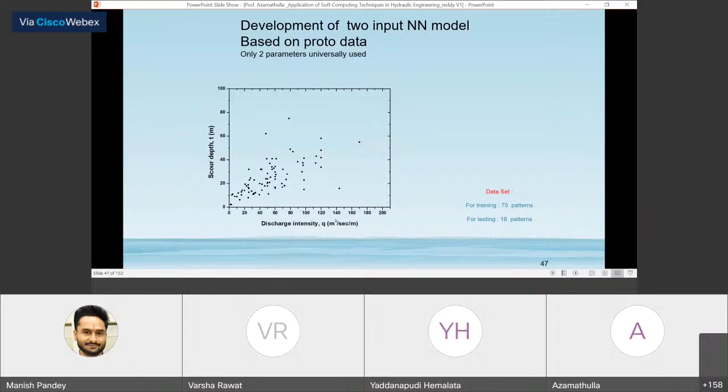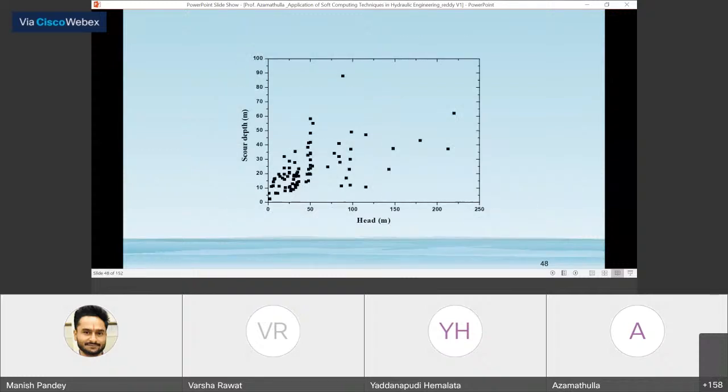So here, I have also collected data from prototype data. You can see in this picture, depth of scour versus discharge intensity. This is highly scattered. There is no relationship. So I tried to correlate, but nothing. Another, head and scour depth, is also highly scattered.